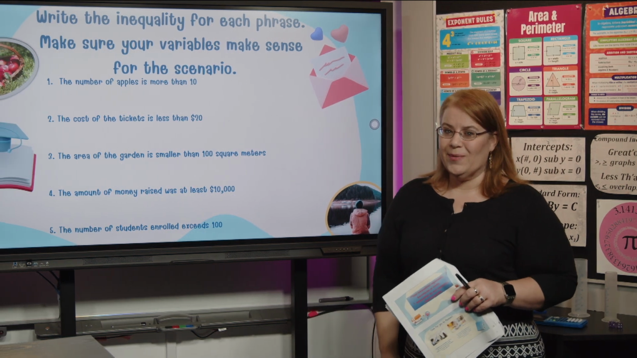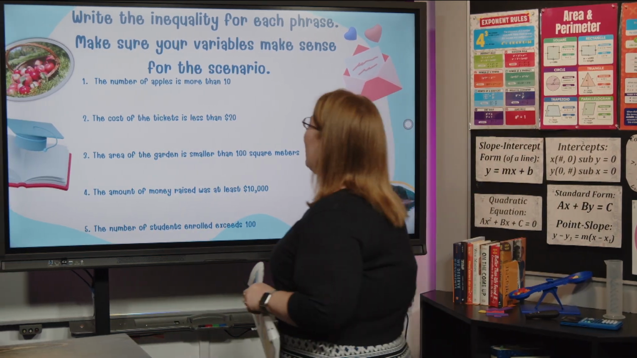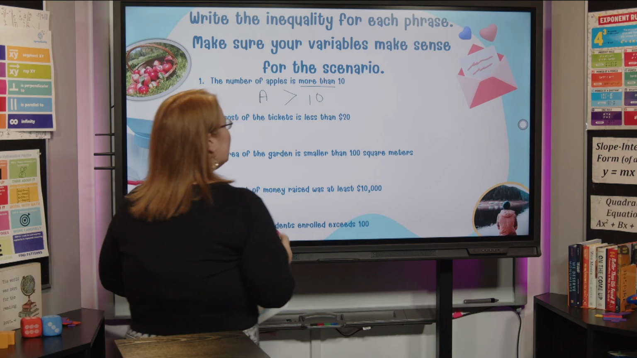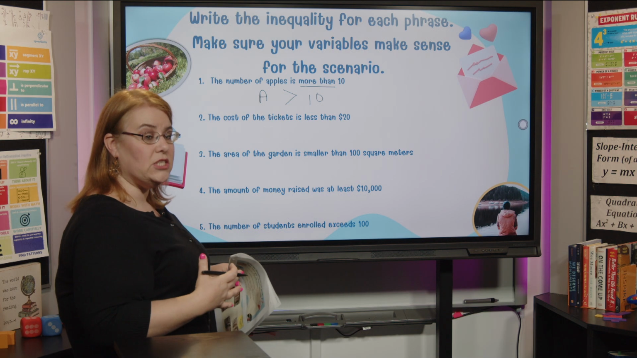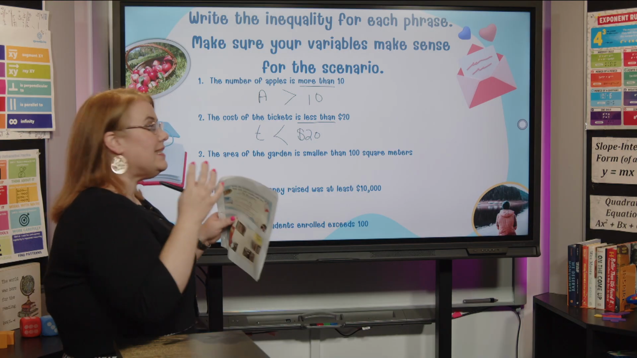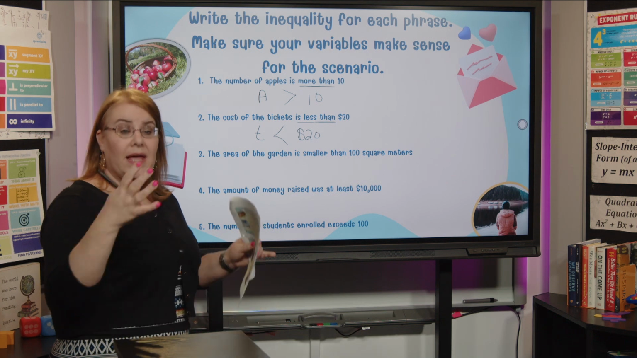Okay, are y'all ready? Here we go. Number 1, the number of apples is more than 10. Since we're talking about apples, I'm going to use A, and it says apples is more than 10. So I've got 10. So I'm going to show that A is the larger of the two in this relationship. Let's look at number 2. The cost of the tickets is less than $20. So I've got my tickets, I've got my $20, and I've got that they are less than. So my T would be the smaller number in the relationship.